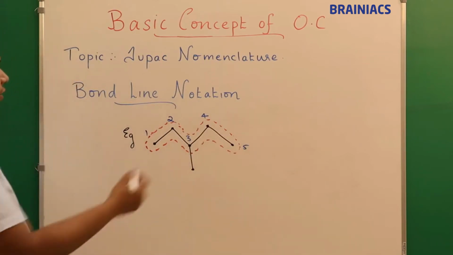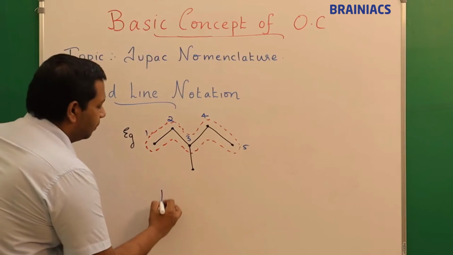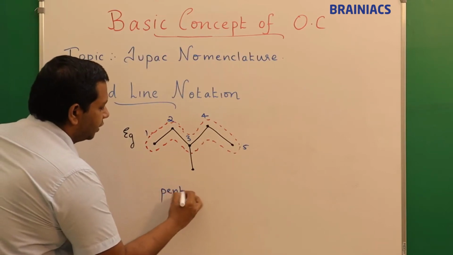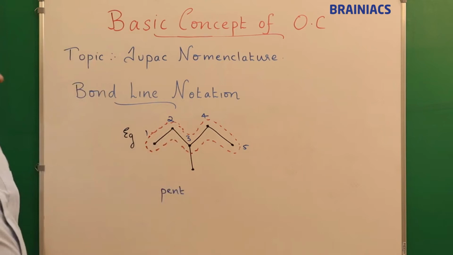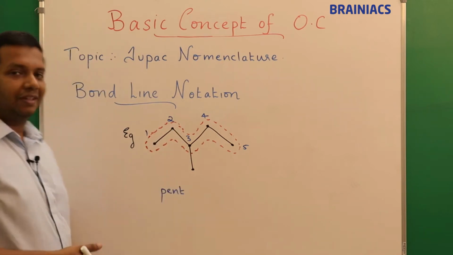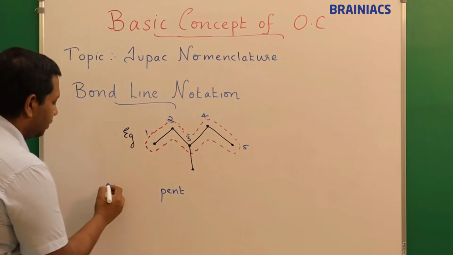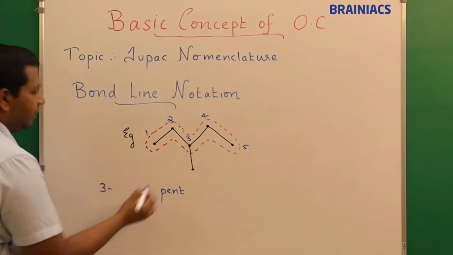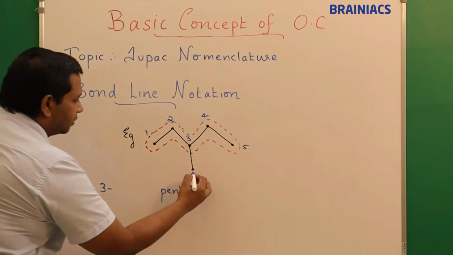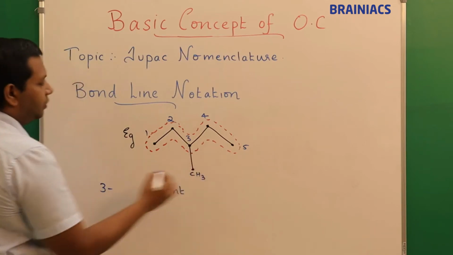Now tell me, if there are 5 carbon atoms, what is the term used? Pent. Correct? There is no primary suffix. There is no primary prefix, and a secondary prefix is there, that is the substituent at the third position. So I can start with 3-methyl, because this is CH3, you know, it's a substituent, so it should be CH3.